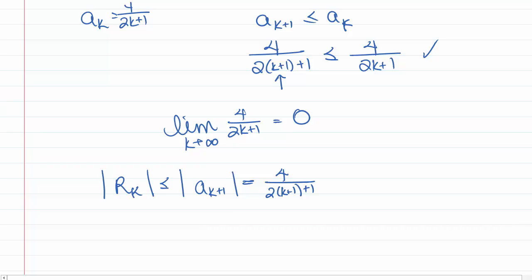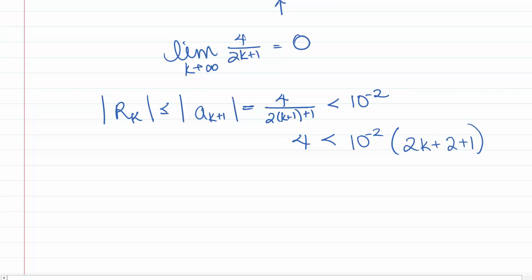There's no weird factorials or anything here. All we want to do is make this number be less than 10 to the negative 2. So let's see what that means for k. So 2k plus 1 plus 1, that's going to be a positive number, right? So let's move it to the other side. 4 less than 10 to the negative 2 times 2k plus 2 plus 1.